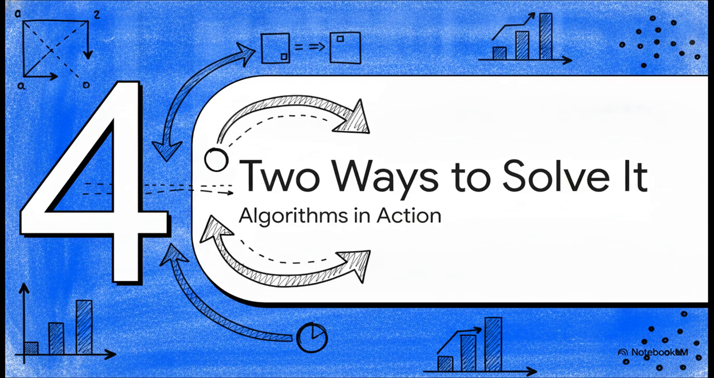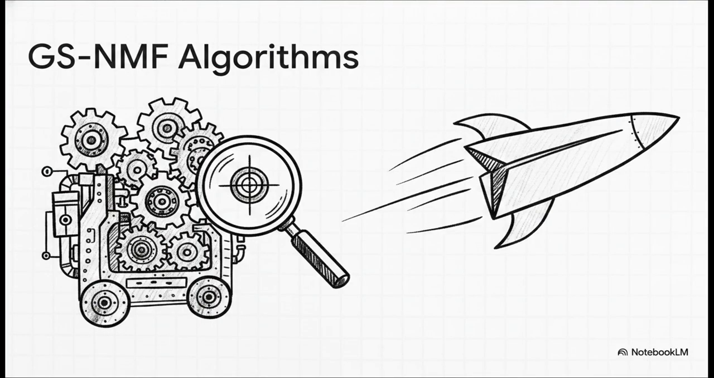That brings us to Section 4, 2 ways to solve it. Algorithms in action. The paper lays out 2 distinct algorithms to actually make this generalized separability work. The first one is called GSFGM. This is a highly accurate convex optimization model that uses a fast gradient method. Now, convex optimization essentially just means the math is structured so that it's guaranteed to slide all the way down to the absolute best possible answer without getting stuck on some mathematical false peak along the way. It's incredibly precise, but yeah, it's a bit computationally heavy.